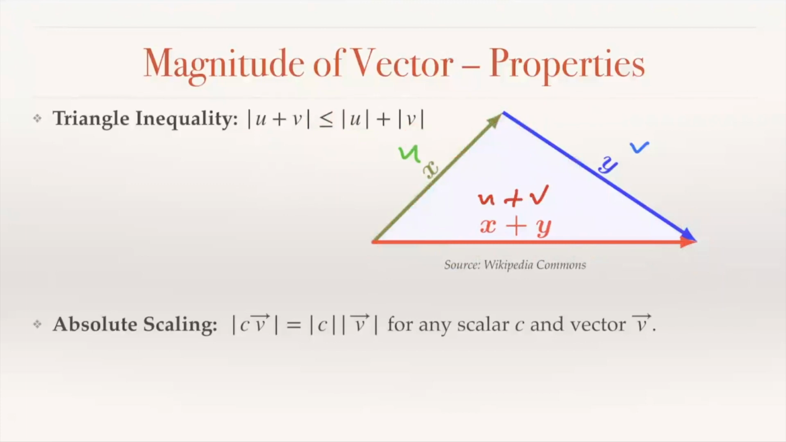And magnitudes also satisfy what we call absolute scaling. So the magnitude of CV is equal to the absolute value of C times the magnitude of V. And the reason that we need this absolute value sign around C is that C might be negative, but magnitude is always positive.